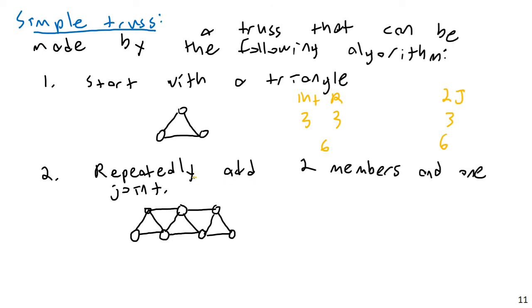So the simplest case of trusses is where M plus R is equal to 2J. But then look what happens when I add 2 members and 1 joint. 2 members adds 2 more unknowns. M goes up by 2, and then J goes up by 1. So as long as I keep adding 2 members and 1 joint, M plus R will always be equal to 2J.